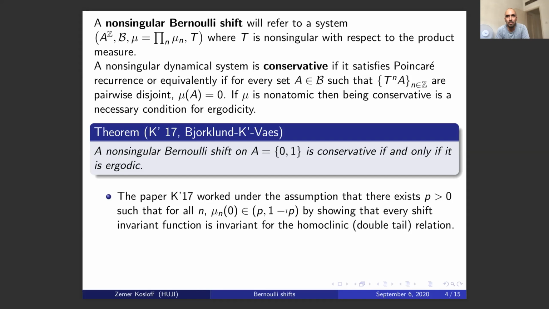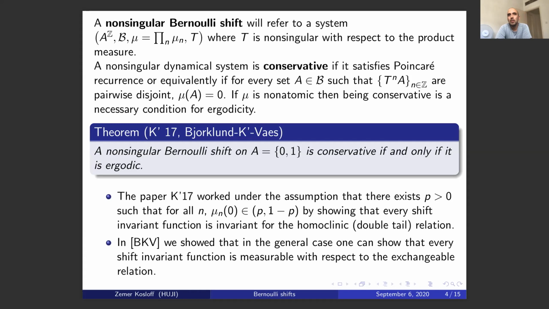But when you want to allow mu_n to approach zero, the double tail relation doesn't behave so well with respect to the Hopf method. This was overcome in the joint work with Bjorklund and Weiss, where we replaced the double tail relation with the exchangeable relation. We showed that every shift invariant function is measurable with respect to the exchangeable relation, and then we could apply a classical result of Aldous and Pitman on exchangeability of product measures from 1977. That implies that every shift invariant function is constant. So that was a very nice feature of Bernoulli shifts, that being conservative is equivalent to ergodicity.